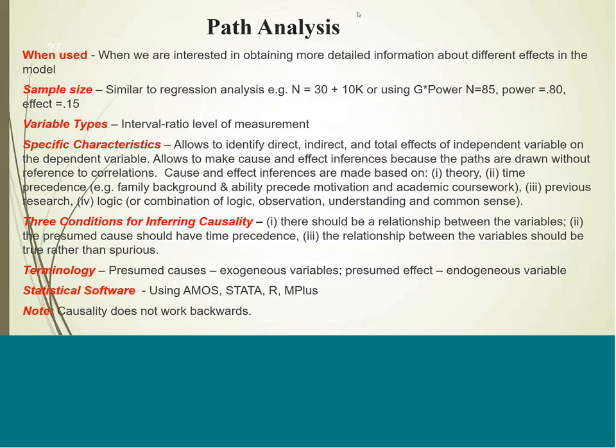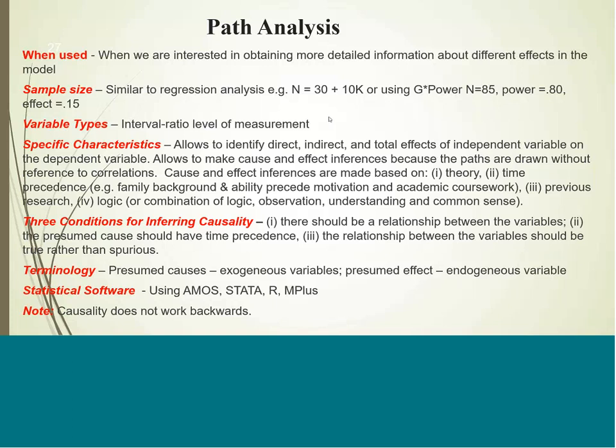So sample size in path analysis is similar to regression analysis. The rule of thumb is that in regression analysis, we should have 30 samples plus 10 times predictors. I think I had 5 predictors there. In this case, it will be 30 plus 50, and G*Power calculates it as 85. So not a big deal, plus or minus 5. G*Power is used to calculate sample size for different types of analysis, and we are satisfied with power of 0.80 and effect size of 0.15.